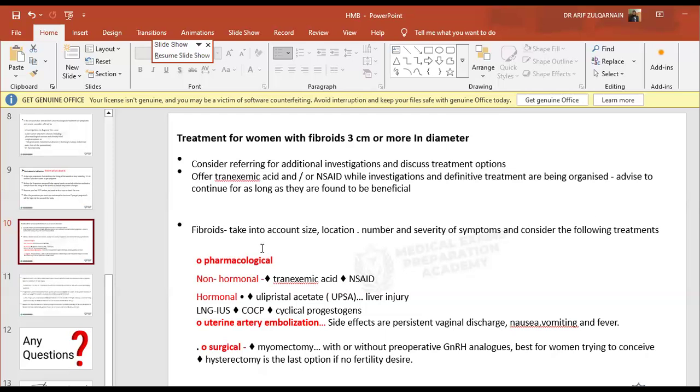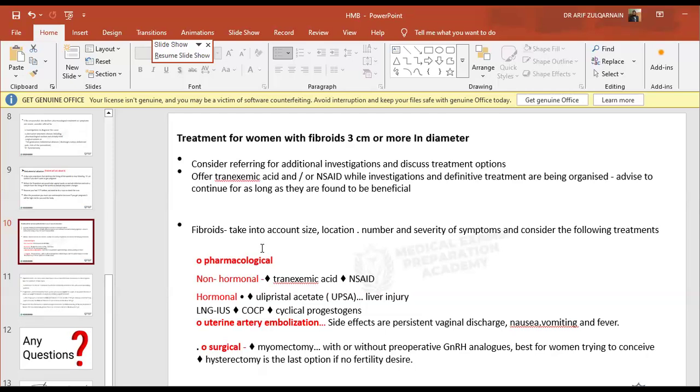And we can use levonorgestrel intrauterine system if the fibroids are not distorting the endometrial cavity, like we have discussed in the grading of the fibroids. If they are intramural and not distorting the endometrial cavity, we can use the levonorgestrel intrauterine system. But if she has a submucosal fibroid, then we should not use levonorgestrel intrauterine system or Mirena. Rather, we will go for hysteroscopic removal of the fibroids, and then we can put the Mirena.